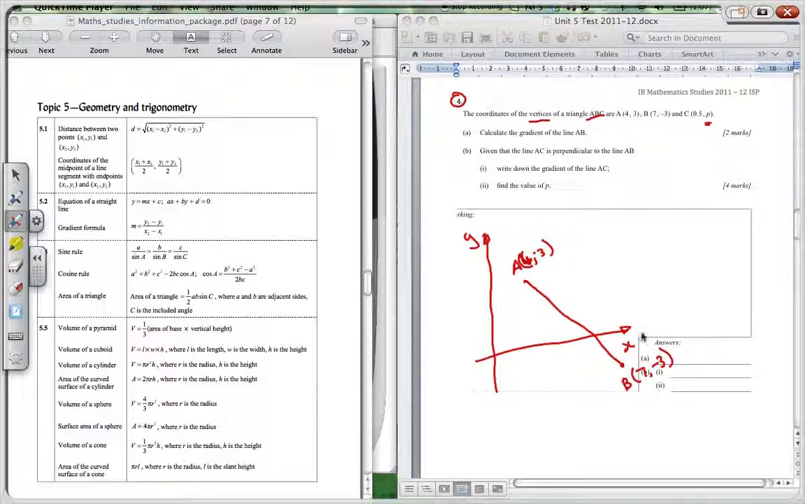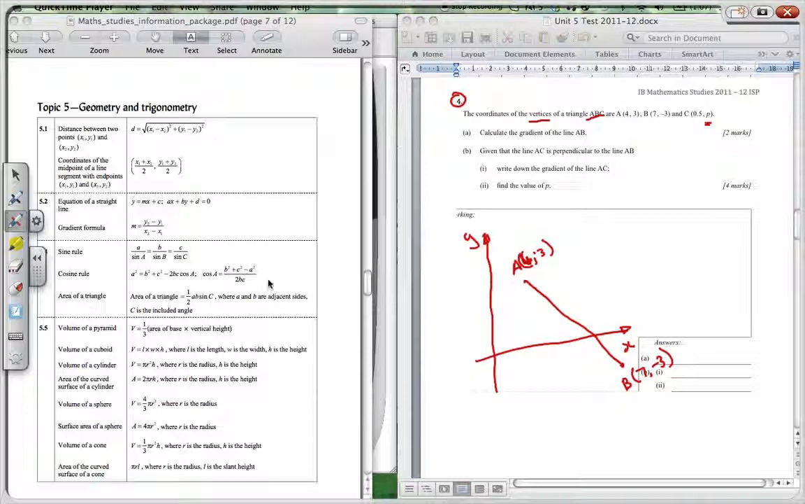So I've drawn up a very rough diagram. Sorry, my drawing is pretty pathetic. I'm using this drawing tool, which I'm not very good at. But anyway, I think you can see it there. So we go on to find the gradient between A and B.